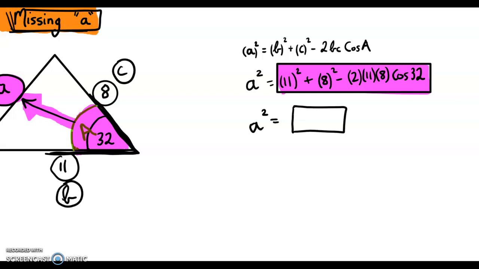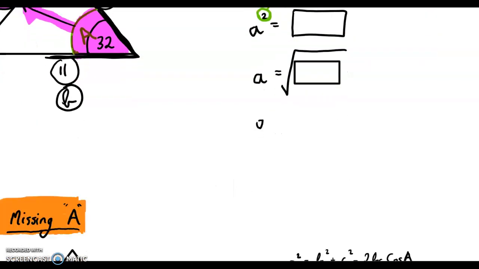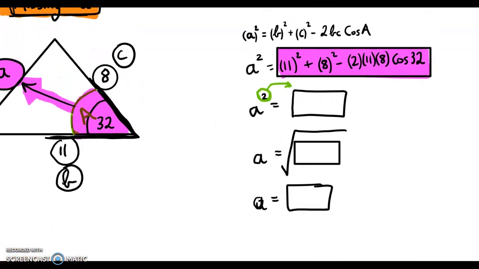And I'm almost there. I've nearly found what A is. The only problem is I still have the squared over here. So I have to bring that over so that A is completely on its own. So A will be equal to the square root of whatever that number is. And then that's the last little thing you have to type into the calculator. A is equal to the square root of whatever number you get.